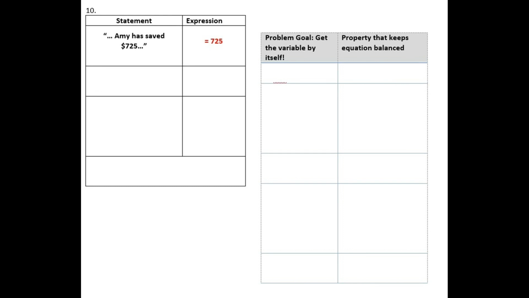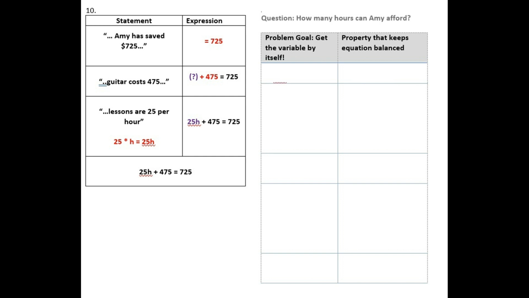But we see here, part of the problem says Amy has saved $725. Well, that's what our equation equals. So something equals $725. Amy's only got $725. Now, the guitar itself, not the lessons, costs $475. So that's something plus $475 equals $725. The lessons are $25 per hour. So that's 25 times H. That's what we're calling our hours. 25H plus 475 equals 725. That's our equation. And that's what we're going to go ahead and use.